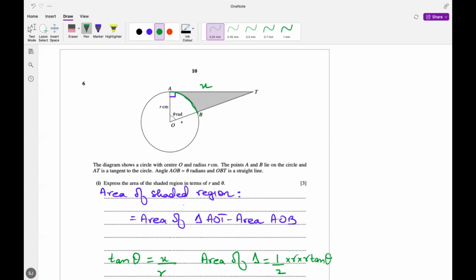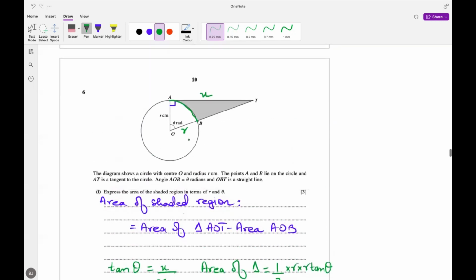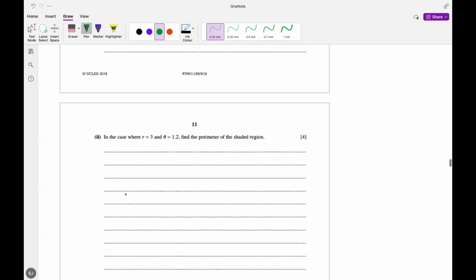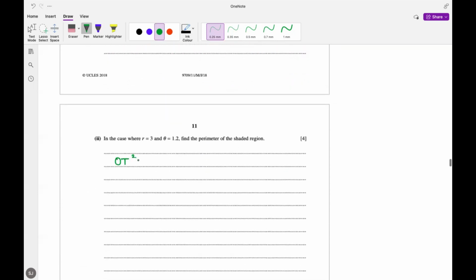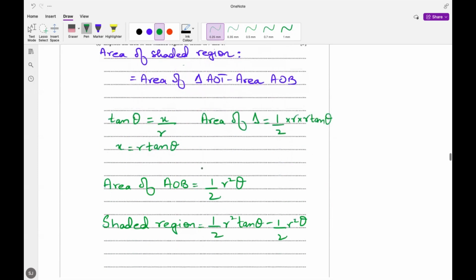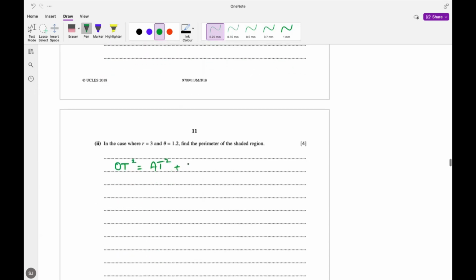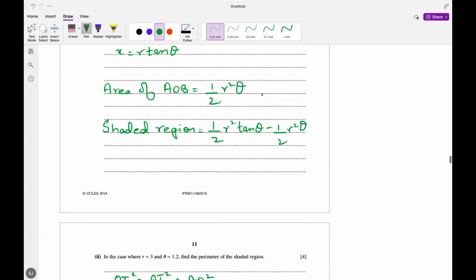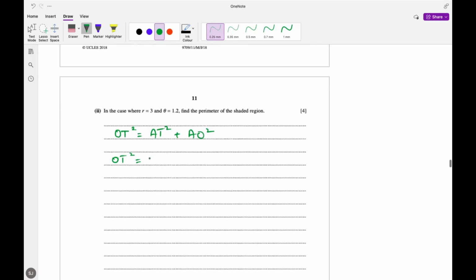Now to find the length of BT, we can find the length of OT by Pythagoras theorem and subtract it from the radius. So first we'll find the length of the line OT. OT is the hypotenuse, so OT squared will be equal to AT squared plus AO squared. Now we know that AT is r tan theta, so we can write it as (3 tan 1.2) whole squared plus AO, which is r, so this will be 3 squared.